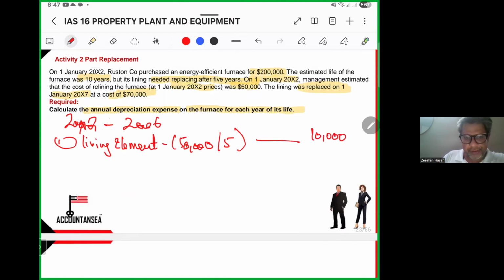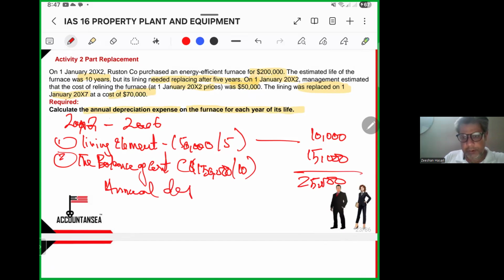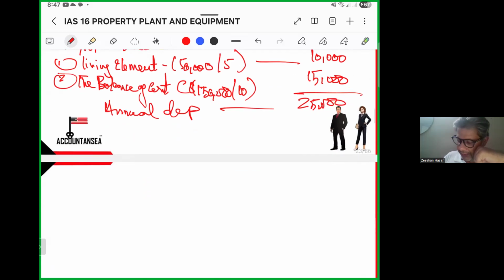The balance of the cost is the next, $150,000 divided by 10. It's 15,000. Therefore, the annual depreciation is 25,000. The overall annual depreciation is 25,000 at 31st December 2006. The lining component has a carrying amount of zero from 2007.